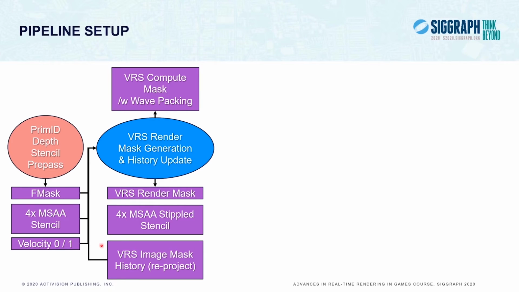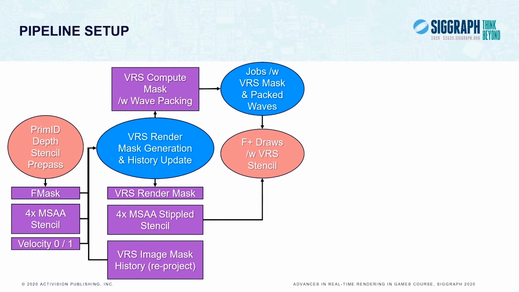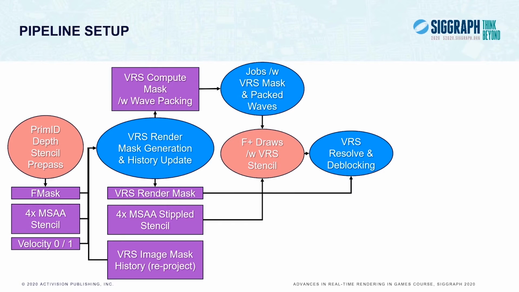This job generates the VRS compute mask with wave packing. This is something we're going to be using for a lot of our compute jobs. And it also generates the VRS render mask that will be used by the actual rendering, along with the 4x MSAA stippled stencil. Then there are multiple compute jobs that are using the compute mask with wave packing, and actual forward plus rendering that is using the VRS stippled stencil. This is followed by a VRS resolve and deblocking pass that's using the VRS render mask for correct deinterleaving, deblocking, and interpolation of input samples coming from forward plus rendering.